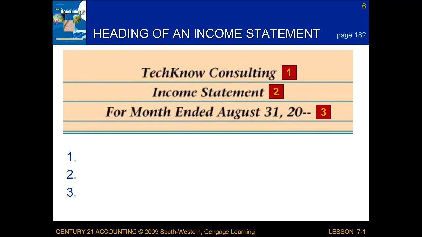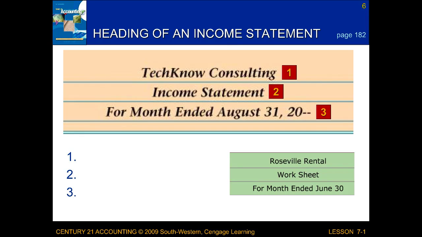So all this information from the worksheet needs to make its way onto the actual income statement. So the first thing we're going to start with on our income statement is the heading. Very, very similar to the worksheet. The first thing we're going to write is our company name. The second thing we're going to write is what type of report are we doing? Well, we are not making a worksheet. So in this case, we're making an income statement.